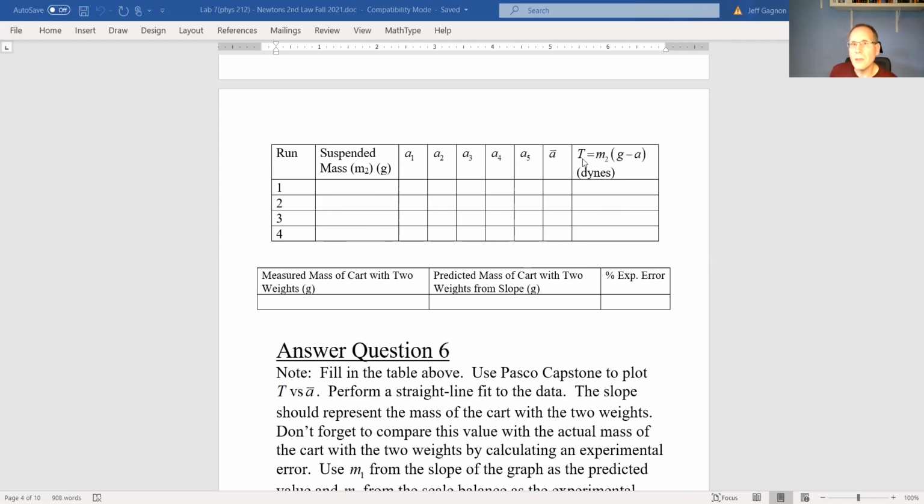So to calculate tension, you're going to plug in M2, right, which is your mass here. So it's going to vary, right? Depends on your condition here. Times g is 980, right? That's a constant. And the a here is your average acceleration.